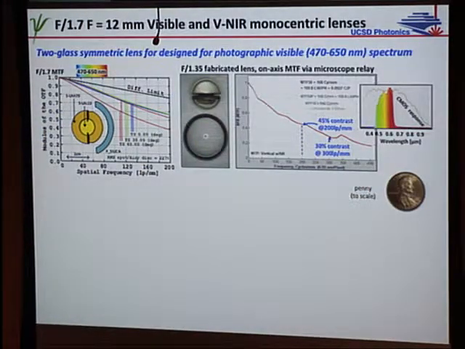Now, the lens that we built, this is actually it, if you're interested in coming and looking at it. This is a 12 millimeter focal length lens, 120 degree field of view. Fairly expensive, but entirely conventional. Designed for the visible light spectrum, and it produces 45% measured contrast on axis at 200 lines per millimeter and 30% at 300 lines per millimeter.